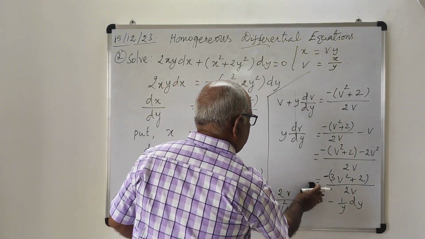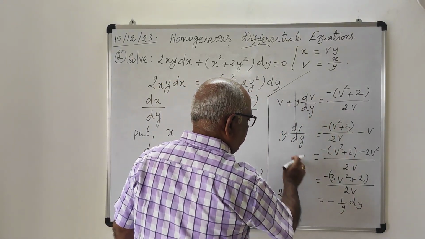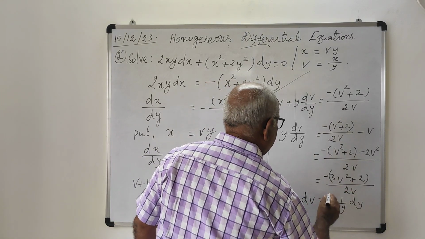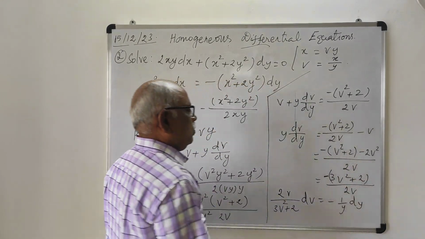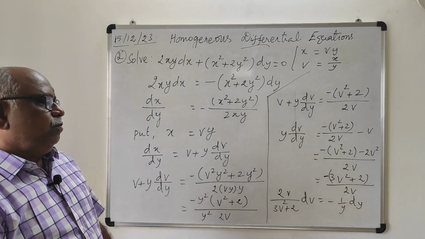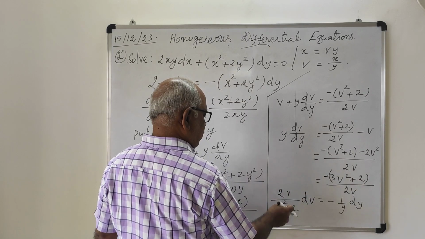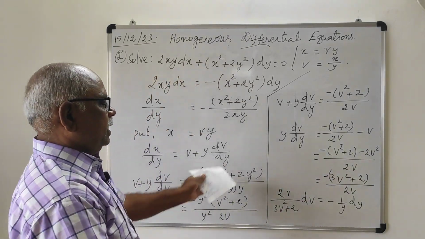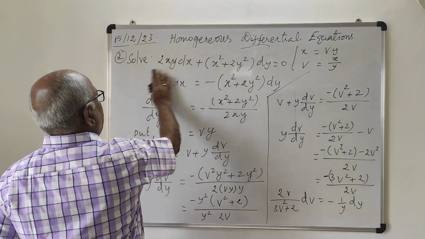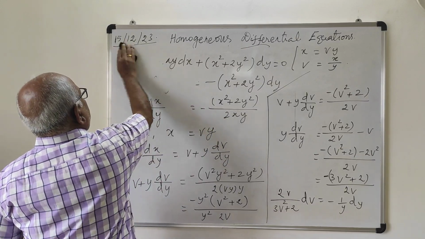On the right hand side, the y by dy becomes dy by y. And the 3v square plus 2 by 2v, if you bring it to the left hand side, is 2v by 3v square plus 2. Now integrating both sides, you will get the answer.